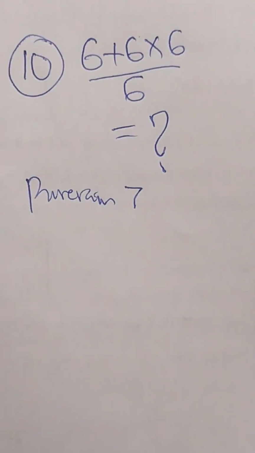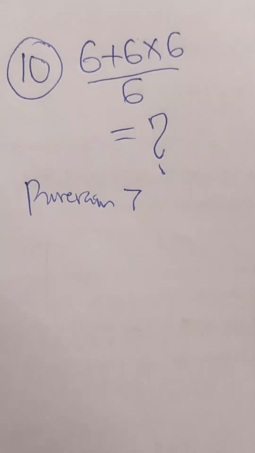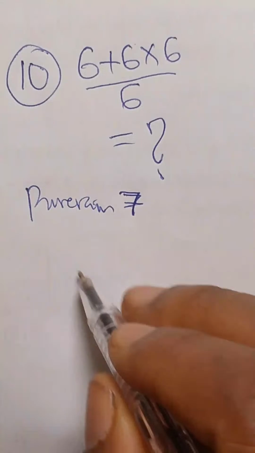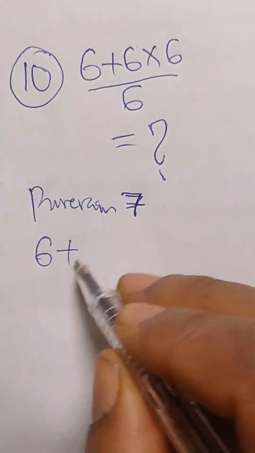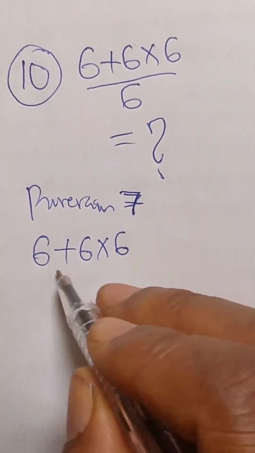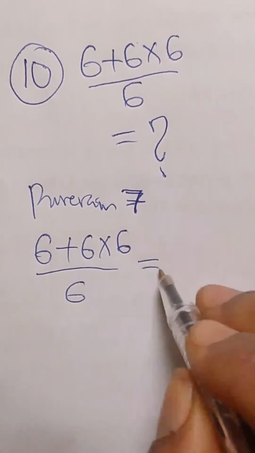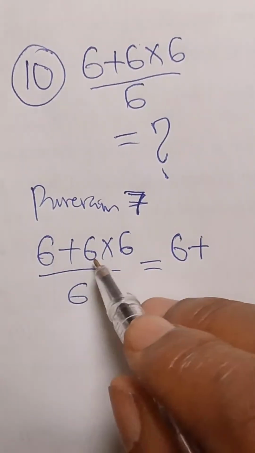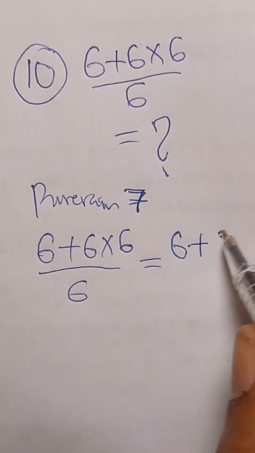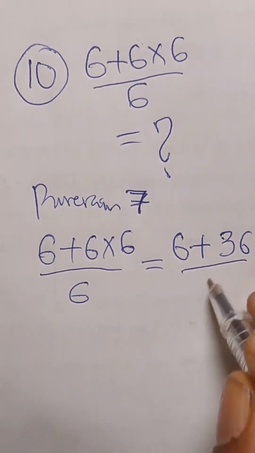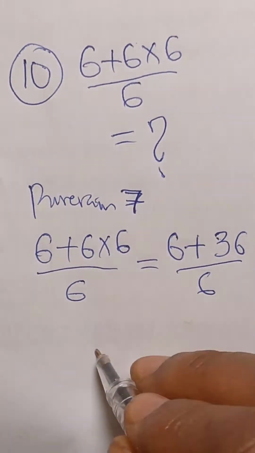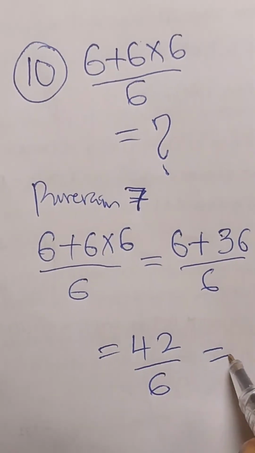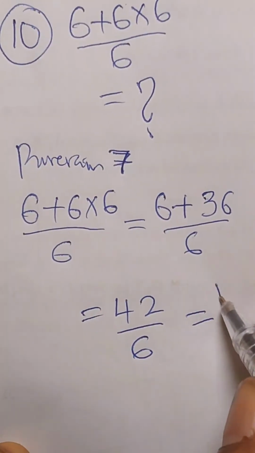So let me solve it. Please, the math challenge is for everybody. Once you know the answer, you can solve. So we have 6 plus 6 times 6, all over 6. In BODMAS, you multiply before adding. 6 times 6 is 36. 6 plus 36 is equal to 42, all over 6. And 42 divided by 6 is 7.